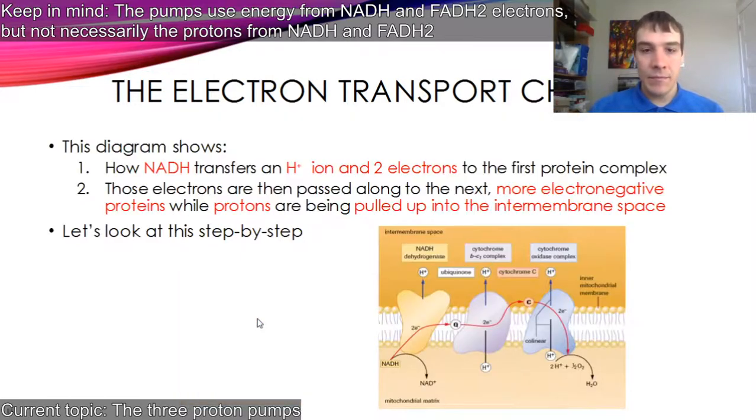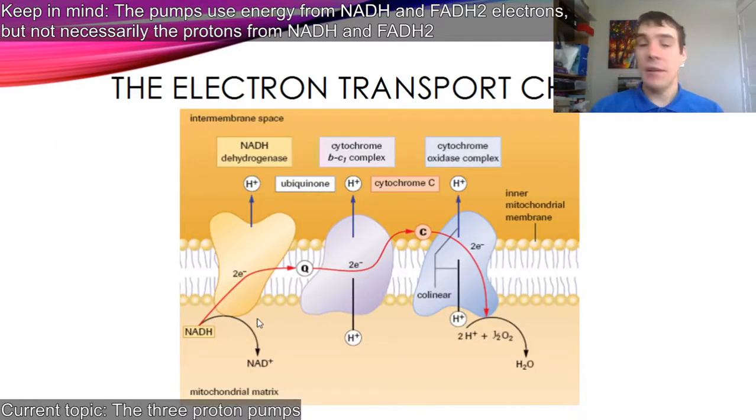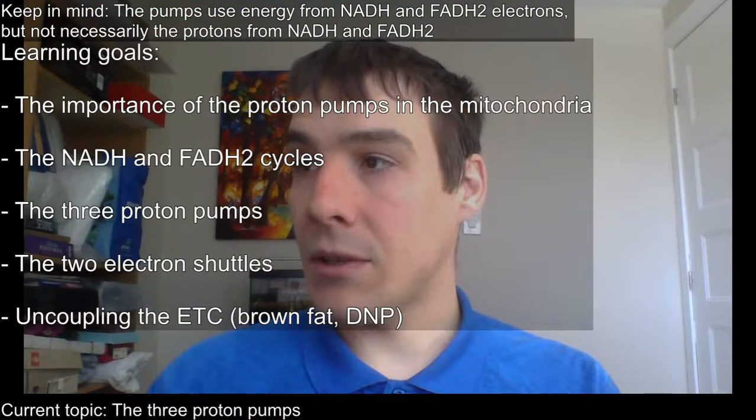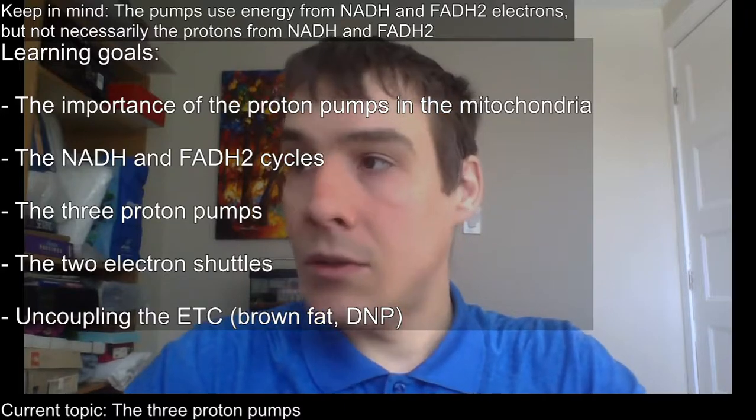The other thing that's important here are the electron shuttles. So we're going to jump back to the front cam, pull up the learning goals, and now we're talking about the electron shuttles. 2 electron shuttles.